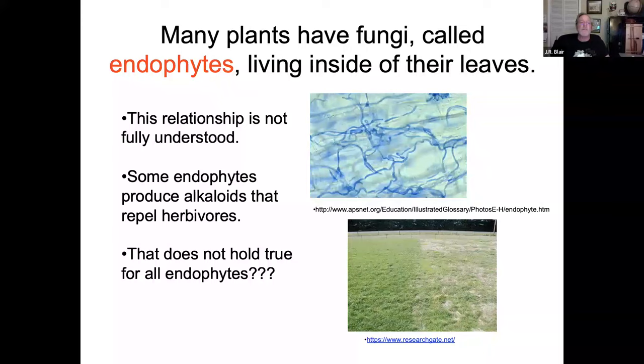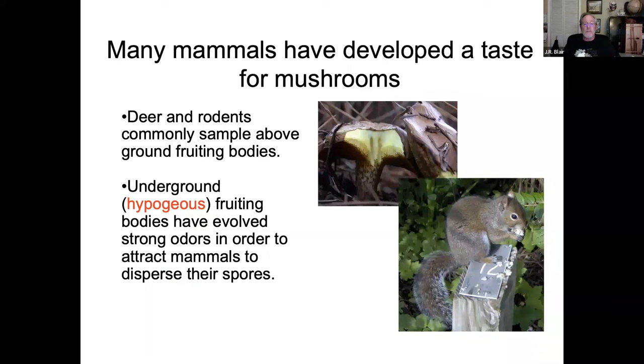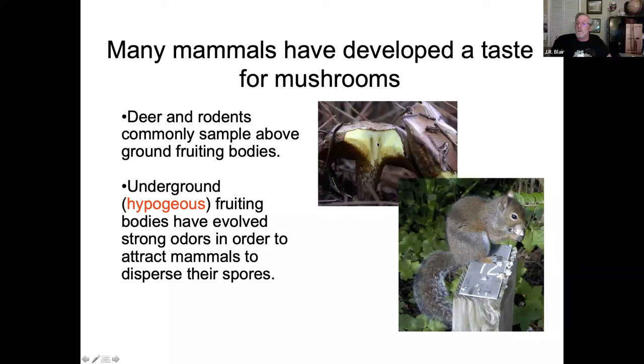All right, and then finally, I want to wrap this up by talking about mycophagy. This is where we look at fungi as food for animals. Many of you may recognize this. This is a morel in a burn area up in the Sierra sometime. It's a photograph I took a while back. It turns out that many mammals have developed a taste for mushrooms. So here, for example, is a Psilocybe... a Pholiota with very clear tooth marks. I'm not sure if that's rodent or deer or whatever, but they're incisor marks. So something decided it wanted to have a mushroom for dinner.